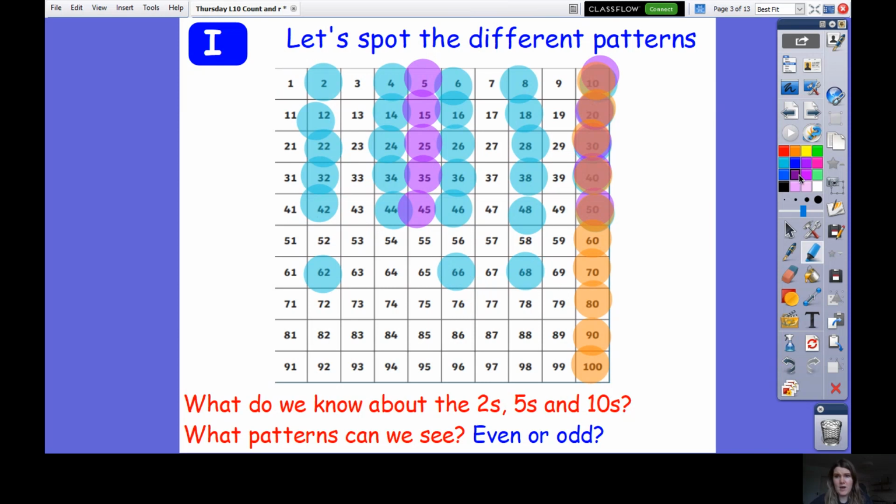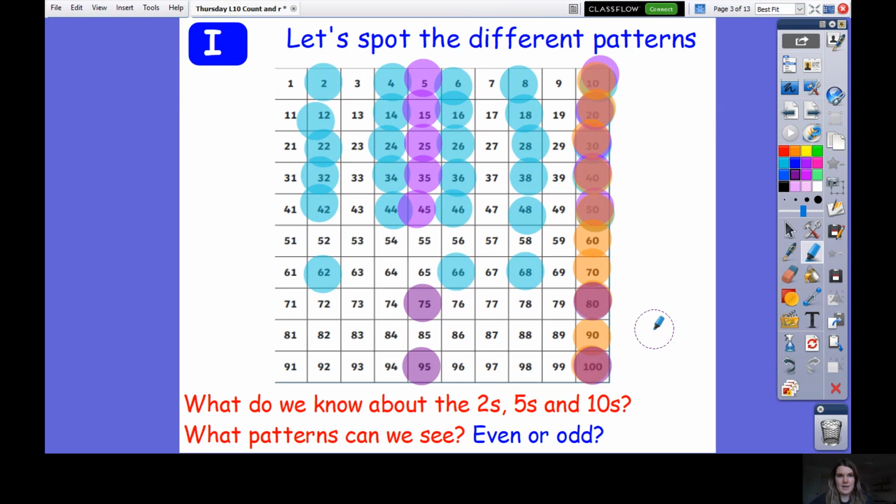I can do a similar thing with my 5s. I know that my 5s always stay in this column. So 75 must be in my 5s because it ends in a 5. And 80 must be in my 5s because it ends in a 0. And 95 must be in my 5s because it ends in a 5. And 100 must be in my 5s because it ends in a 0. Fantastic. And if I wanted to carry on counting in my 10s, I could even go past 100.